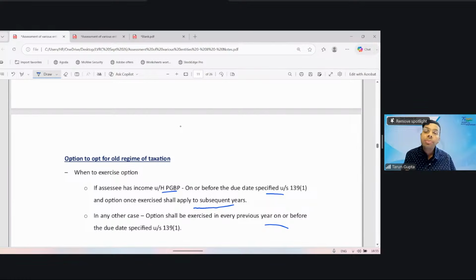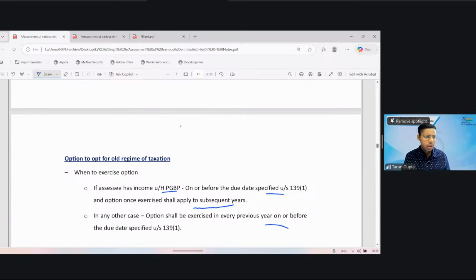In case of the new regime, the rebate is applicable up to an income of rupees 12 lakh, while in the old regime the rebate is applicable only up to an income of 5 lakh. Okay. Then there's a marginal relief available under the new regime for rebate as well. There is no marginal relief available under the old regime for rebate. Okay. So in all these cases, we saw that the tax rates of the new regime are concessional.